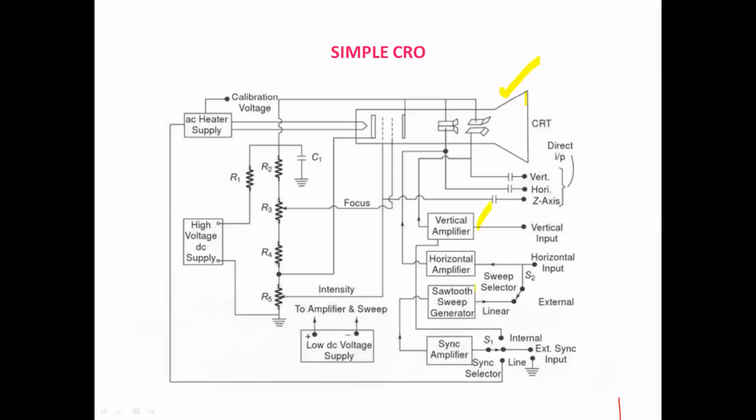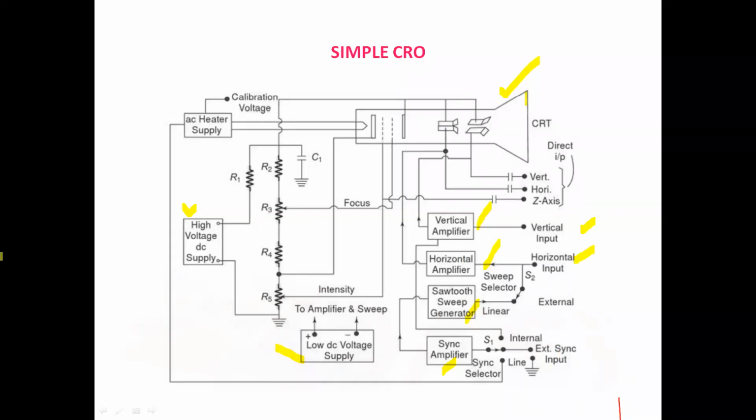We know vertical amplifier. We know horizontal amplifier. We know the sawtooth sweep generator or time-based generator. And this synchronous amplifier is used for synchronization. So ఈ synchronization లోనే మనకి triggering circuit ఉంటుంది. అది ఇక్కడ చూపించలేదు. So synchronous amplifier, and this is low DC supply voltage for amplifier operations, sweep generator operations. High voltage is used for the operation of CRT. Okay, so the vertical amplifier gives the vertical input, and the horizontal amplifier gives the horizontal input.